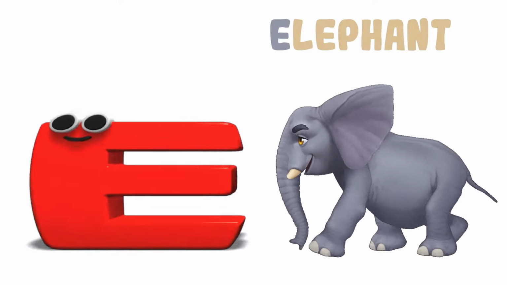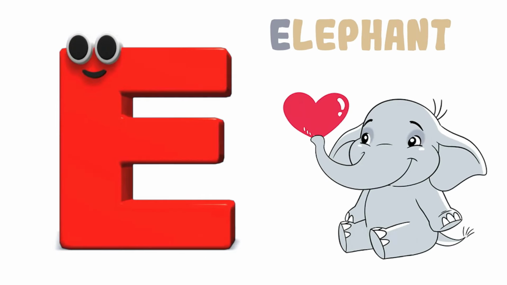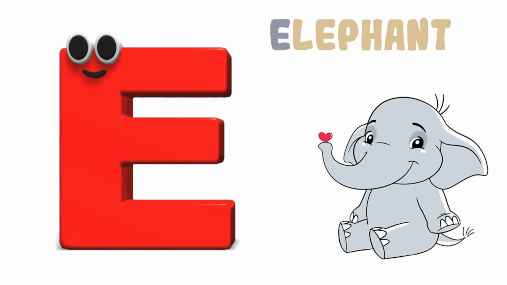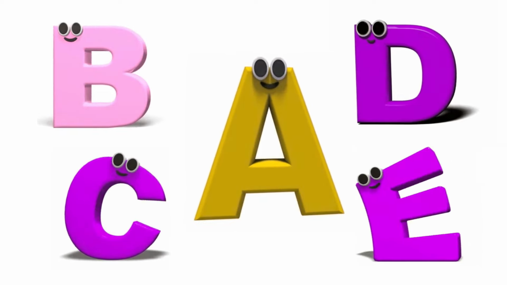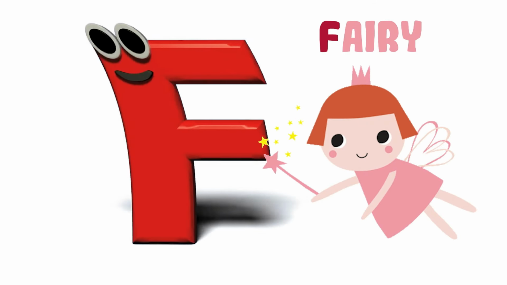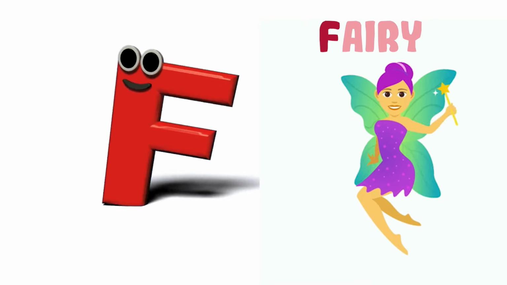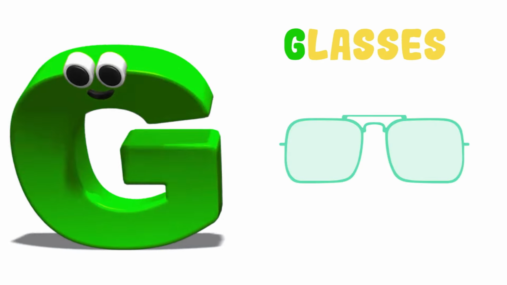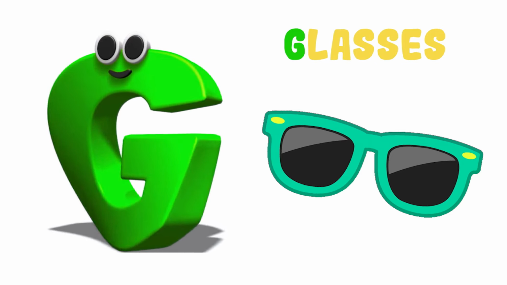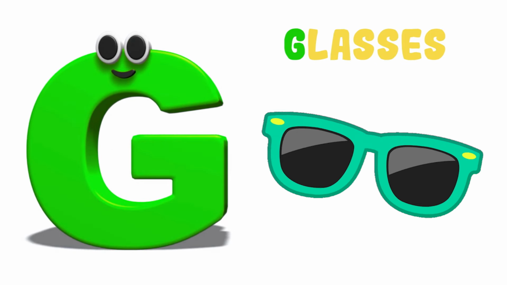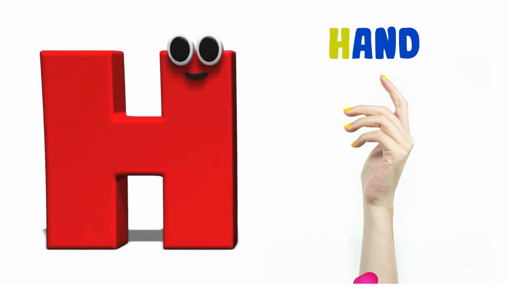E is for elephant, eh, eh, elephant. F is for fairy, f, fairy, F, fairy. G is for glasses, g, g, glasses. H is for hand.